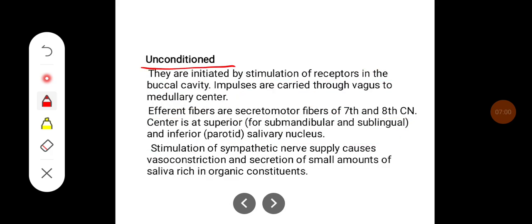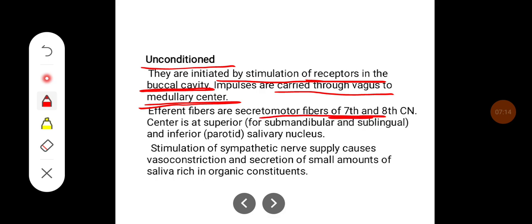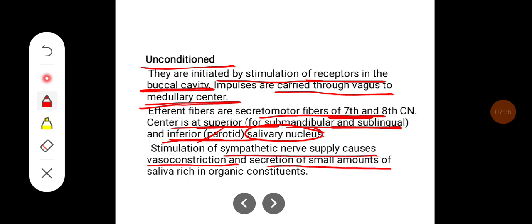Whereas unconditioned reflexes are initiated by stimulation of the receptors in the buccal cavity. Impulses are carried through the vagus to the medullary center. Efferent fibers are secretomotor of 7th and 9th cranial nerve. The center is at the superior salivary nucleus, that is for submandibular and sublingual, and the inferior salivary nucleus, that is especially for parotid gland. Stimulation of sympathetic nerve supply causes vasoconstriction and secretion of small amounts of saliva, which is rich in organic constituents.